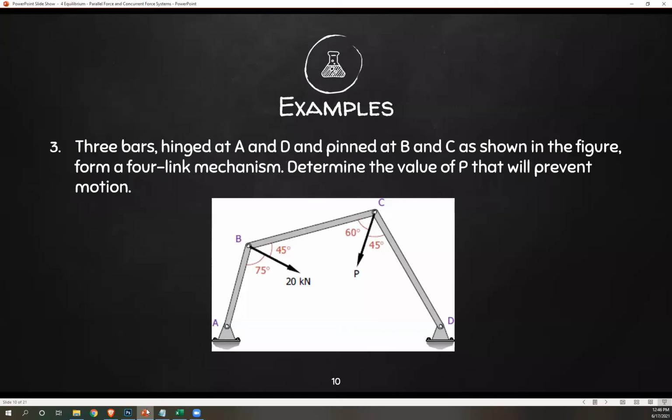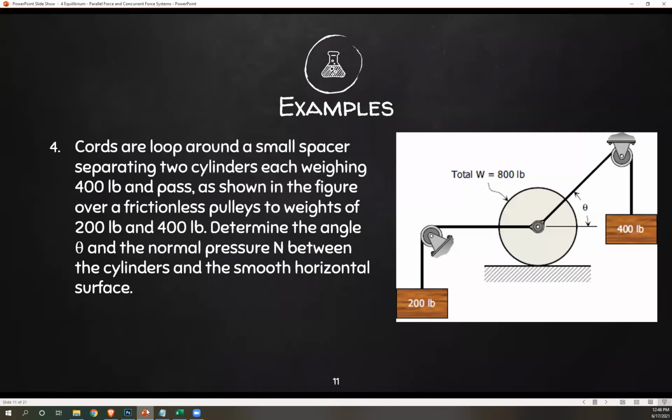The next question already has a solution. So number 4, cords are looped around a small spacer, separating 2 cylinders, each weighing 400 pounds and pass as shown in the figure over a frictionless pulley to weights of 200 pounds and 400 pounds. Determine the angle theta and the normal pressure N between the cylinders and the smooth horizontal surfaces.